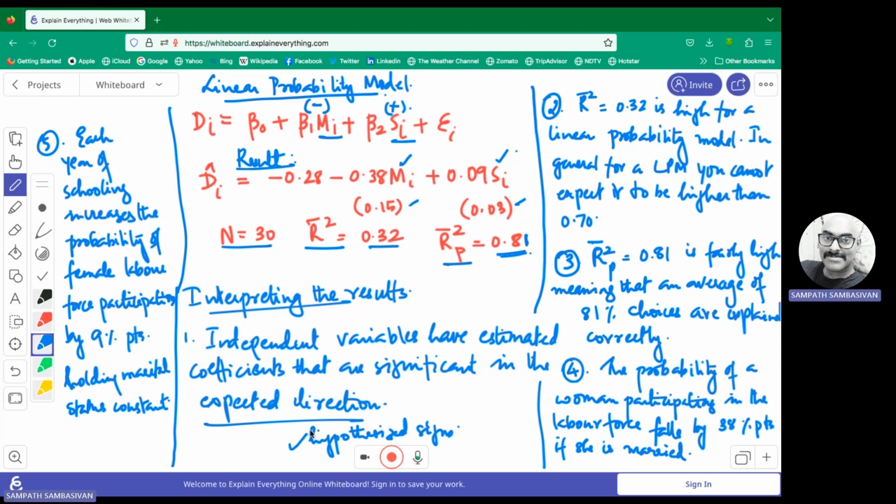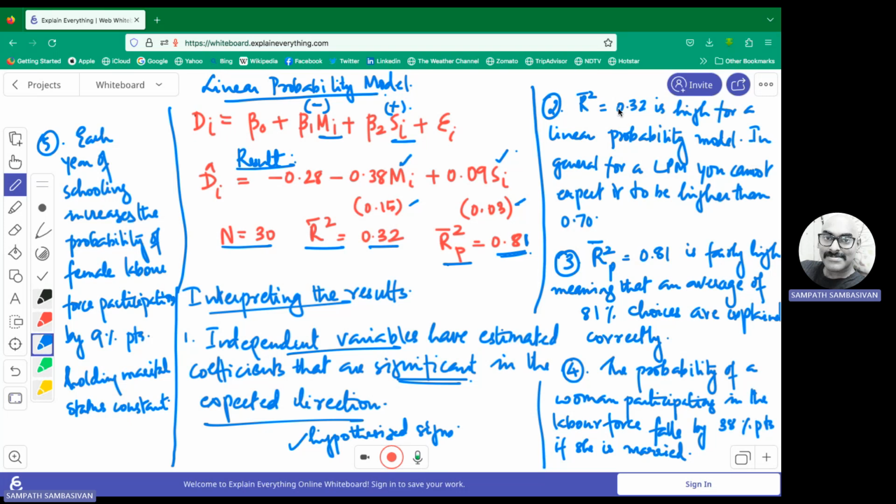So those hypothesized signs, when we do the estimation also, you can see that you get coefficients with the same signs. For marital status, you get a negative coefficient. For years of schooling, you get a positive coefficient. So that's why we say that the independent variables have estimated coefficients that are significant in the expected direction.